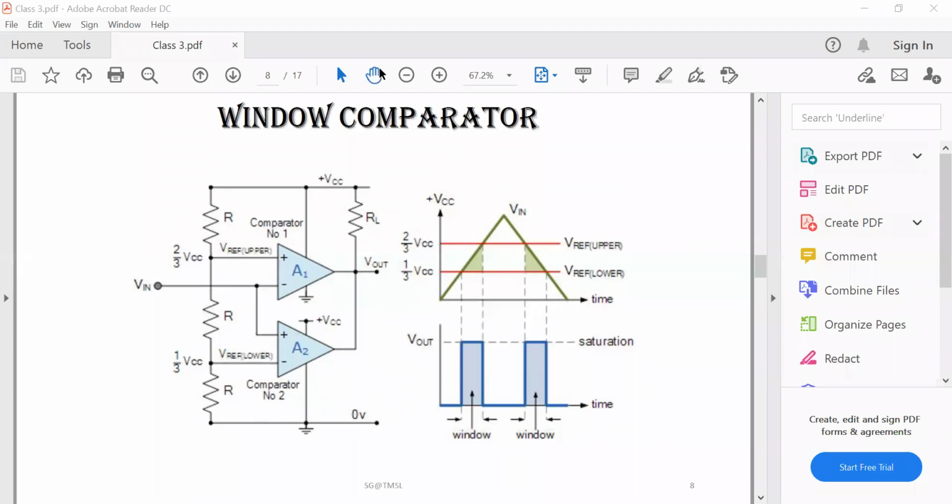Is it visible to everyone? This slide. Yes, sir, it's visible.